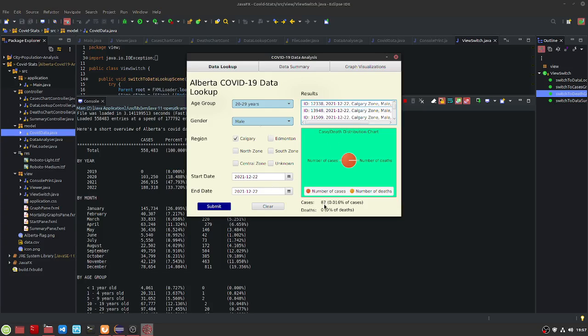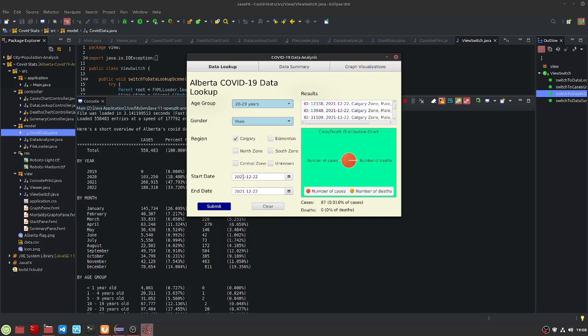There are 87 people who tested positive within this range of parameters that I gave, which includes me. So I am one of these. I guess I'll never know which one I am specifically, but that's fine.